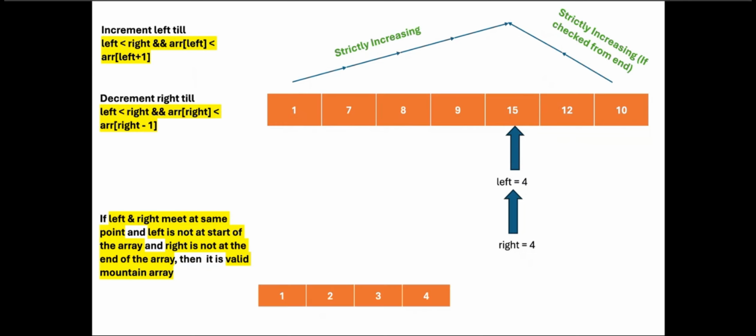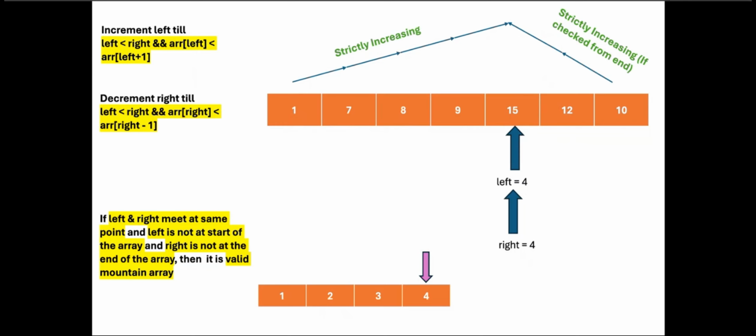If you see this example, this is just strictly increasing, right? So here both left and right will meet at the end, because left will start from 1 and, being strictly increasing, it will go until 4. From the right we cannot move because from the end, 3 is not greater than 4. So right will be at the end only. In this case, left and right are meeting, but they are meeting at the end of the array. So this is not a valid mountain array.